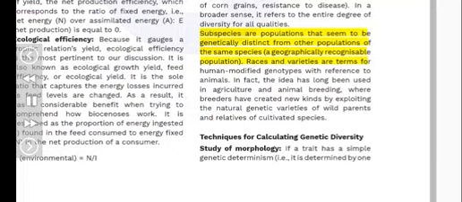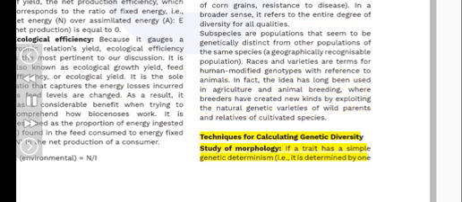Subspecies are populations that seem to be genetically distinct from other populations of the same species, a geographically recognizable population. Races and varieties are terms for human-modified genotypes with reference to animals. In fact, the idea has long been used in agriculture and animal breeding, where breeders have created new kinds by exploiting the natural genetic varieties of wild parents and relatives of cultivated species.